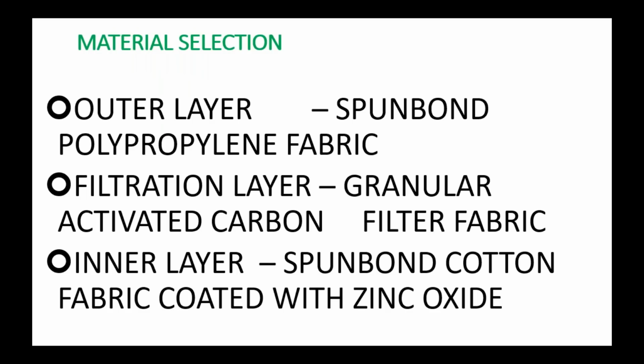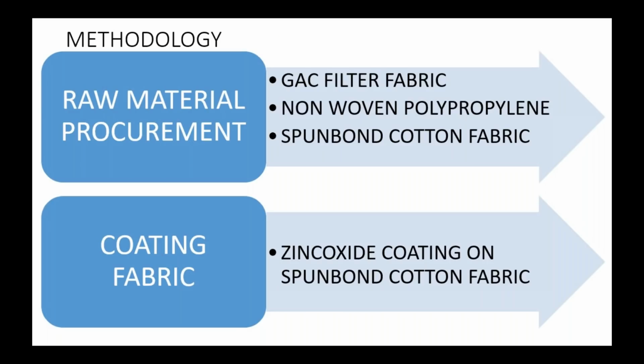The outer layer I have chosen is spun-bonded polypropylene fabric, and the filtration layer, that is a sandwich layer, is granular activated carbon filter fabric, and the inner layer, which is in contact with the skin, is spun-bonded cotton fabric, which is coated with zinc oxide. The methodology: first, I need to procure the raw material, which is granular activated carbon filter fabric and spun non-woven polypropylene fabric, and spun-bonded cotton fabric has to be produced. Then I have to give the zinc oxide coating on the spun-bonded cotton fabric, which is acting as the inner layer.